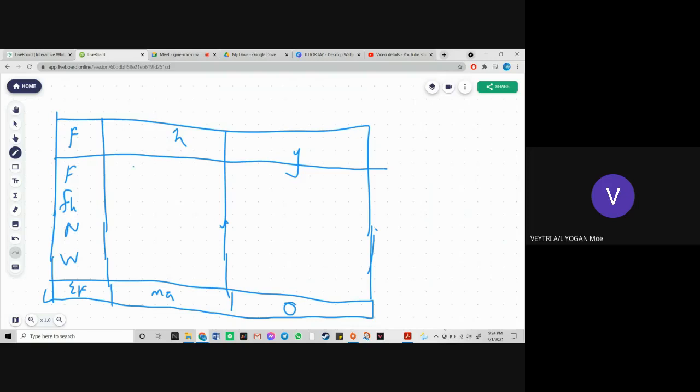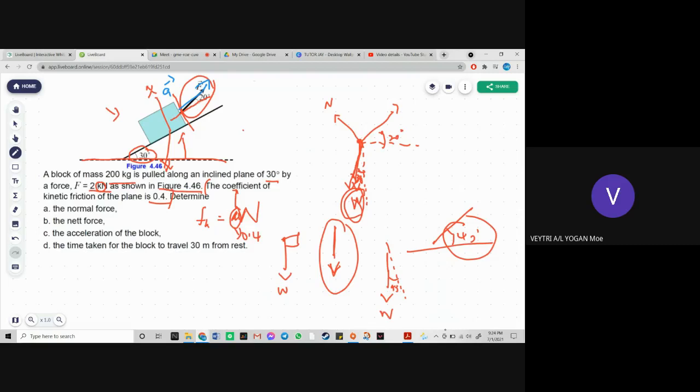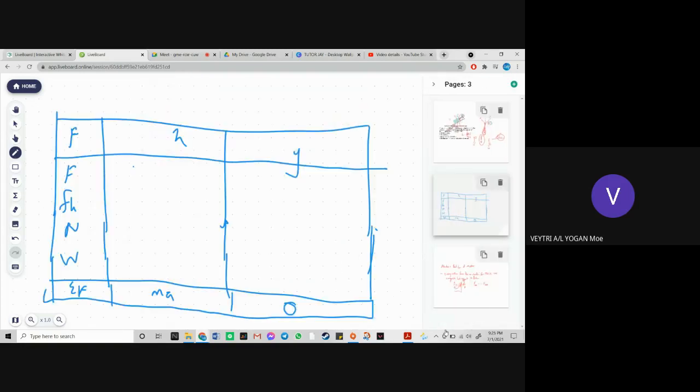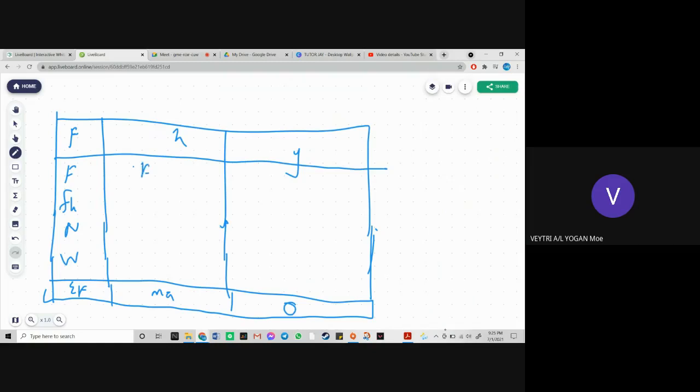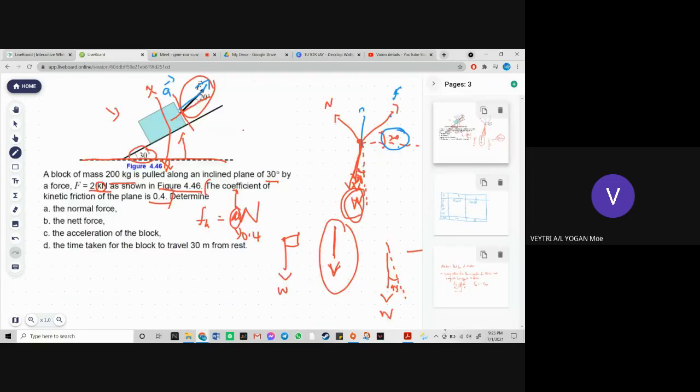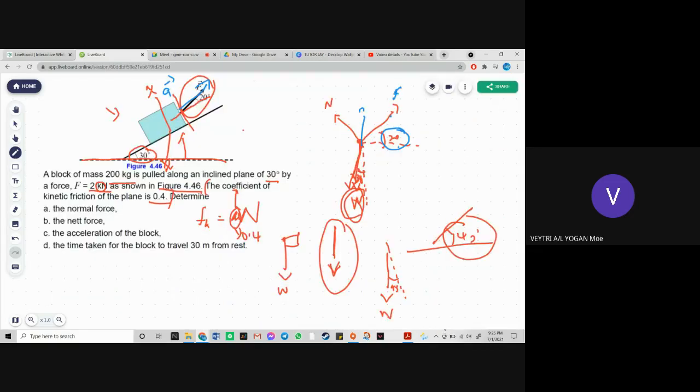F for the x component, because it is 20 degrees above, will be F cos 20. For your y component it will be F sine 20. Same thing inside your table: F cos 20 degrees, here F sine 20 degrees. Why isn't it negative? Because your movement is towards the right, and this is right and this is up, so it will be positive.